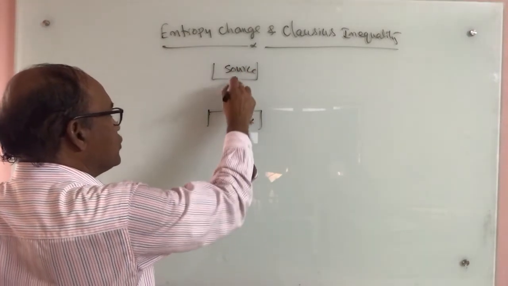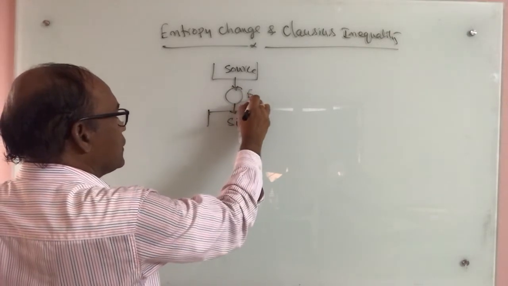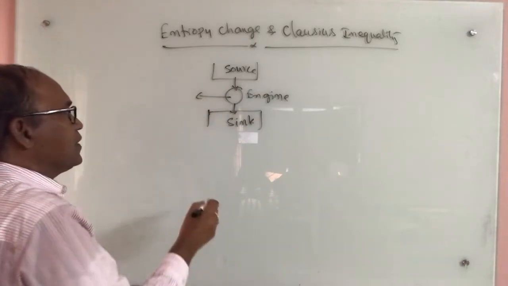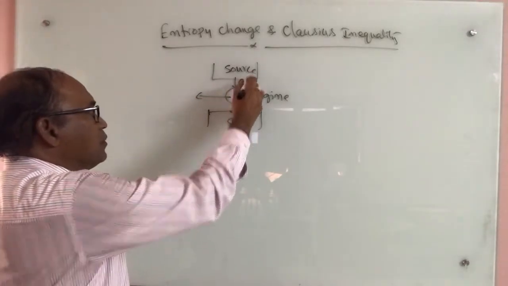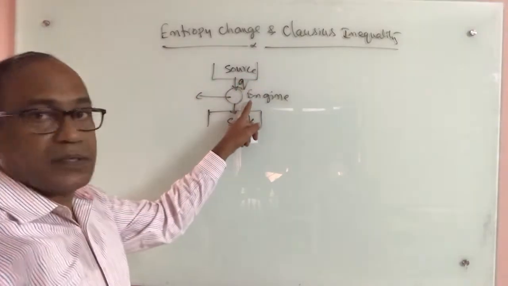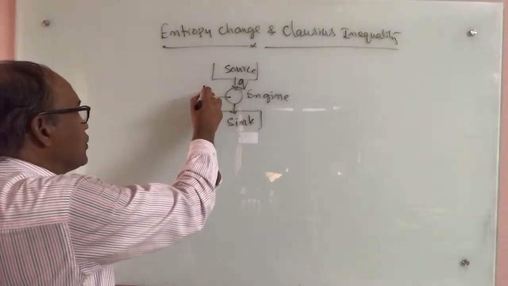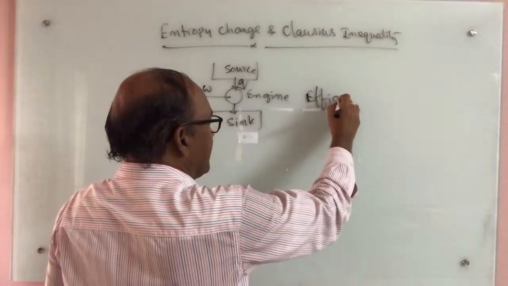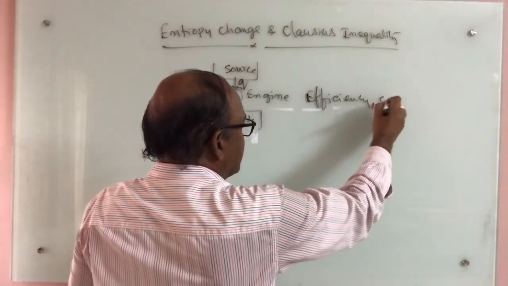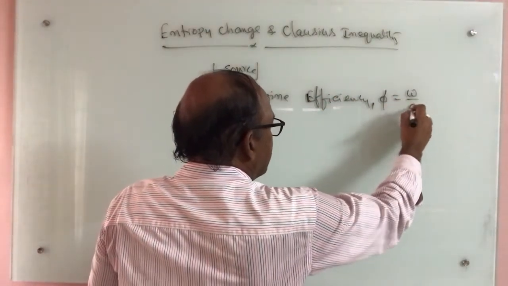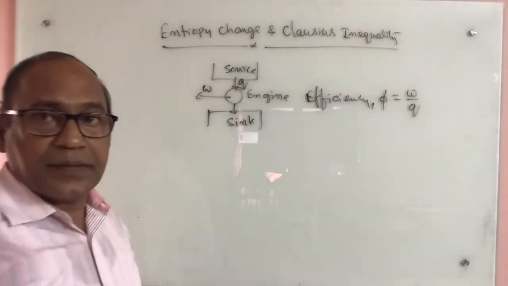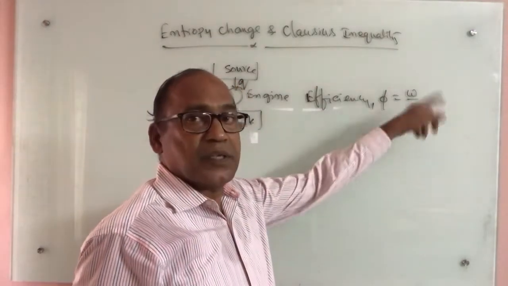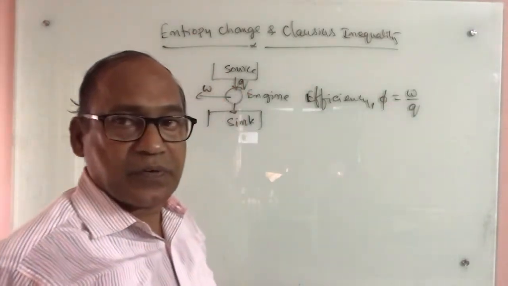and the engine. Part of the heat absorbed from the source by the engine is only converted into work. That's how the efficiency of a machine can be explained in this manner: a fraction of the heat supplied is converted only to work form.